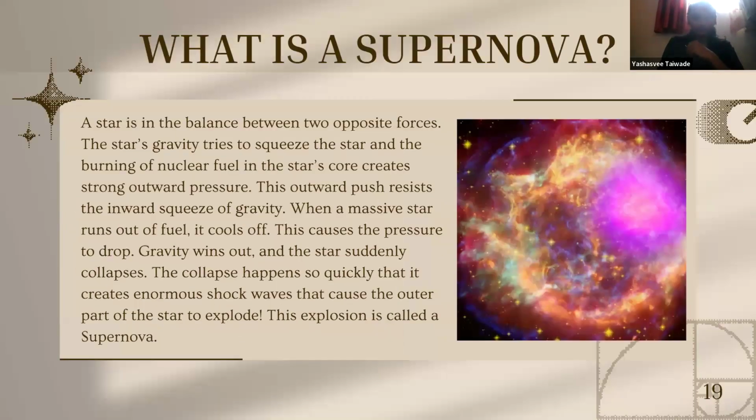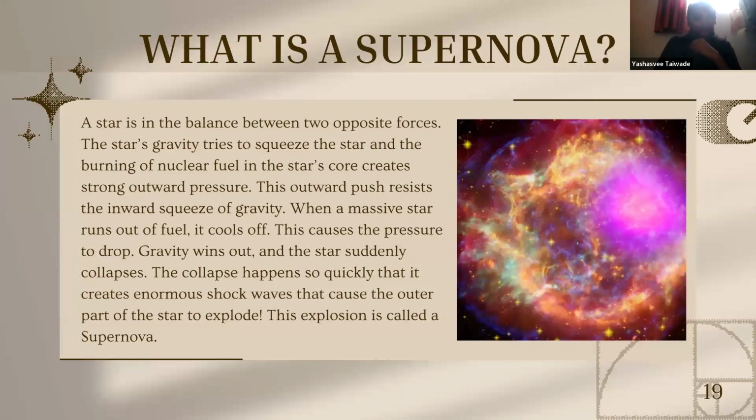Now, as we saw earlier, light curves are useful in the study of different types of entities. One of them is supernovae. I believe everyone might know what a supernova is. Still, let's just see what it is and mainly how it occurs. A star, during its lifetime, is balancing two opposite forces. The star's gravity is trying to squeeze the star into a tight ball.